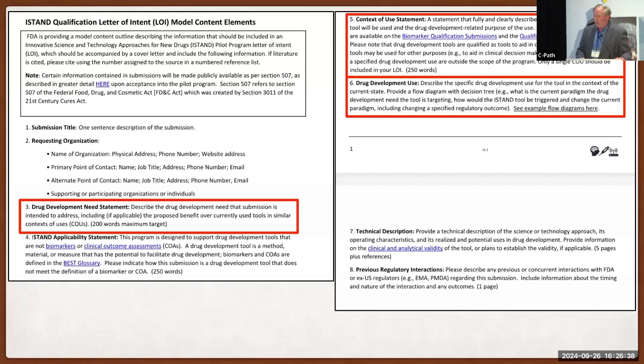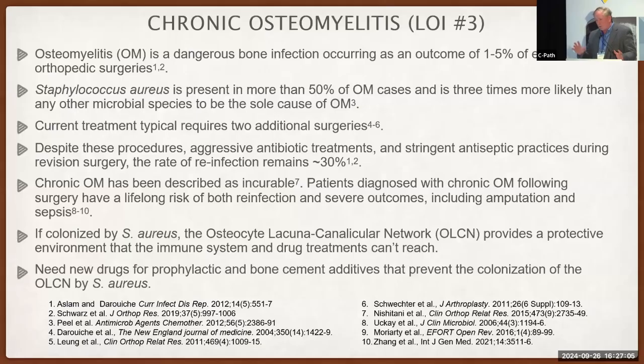And what I want to highlight here are three areas of the letter of intent that we found to be most useful, and actually co-developing them to help us think about this: the drug development need statement, the context of use statement, and the drug development use statement. There are instructions here in this template, and reading those instructions and then trying to write to all three at the same time is how we've approached this. So I'm going to first show you our first attempt, which looks like this.